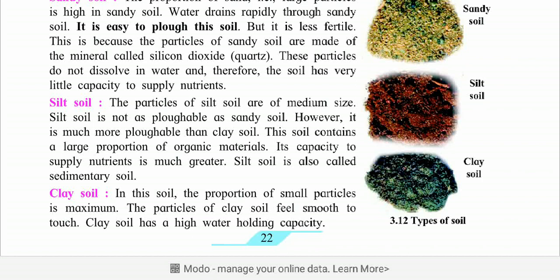The particles of clay soil feel smooth to touch. Clay soil has a high water holding capacity.